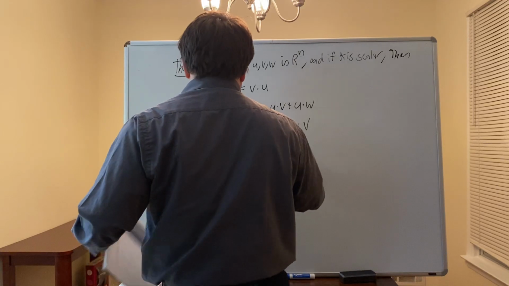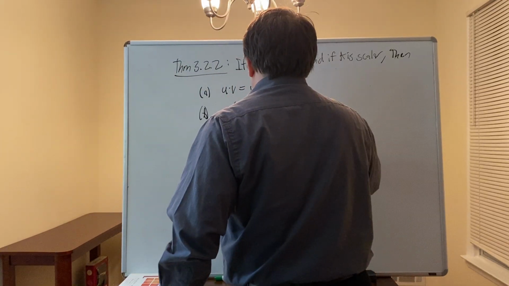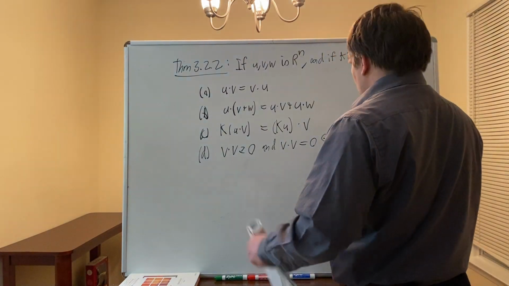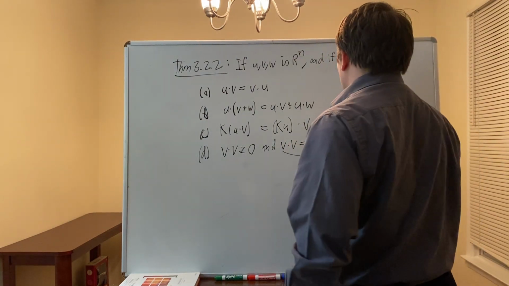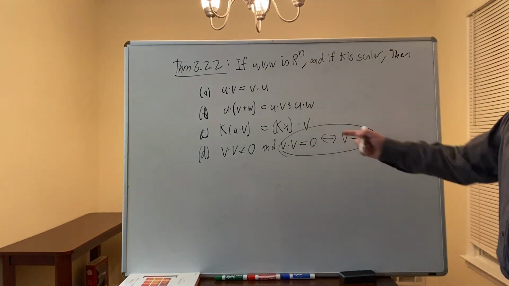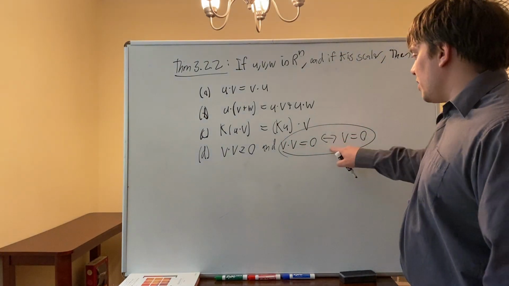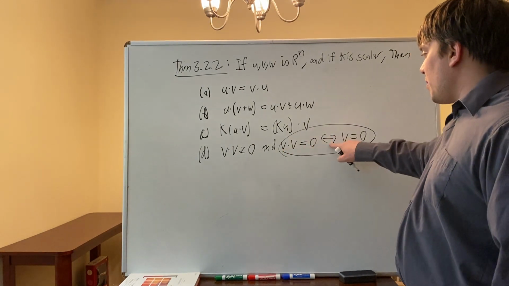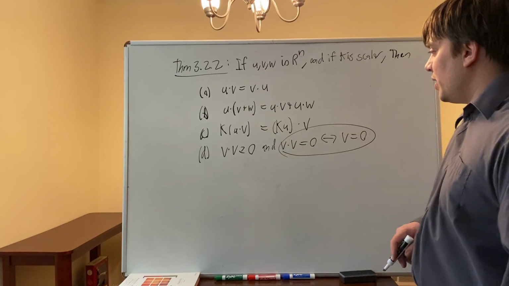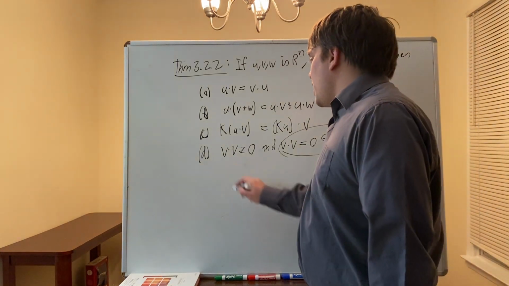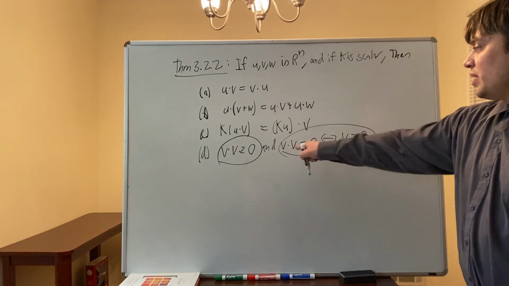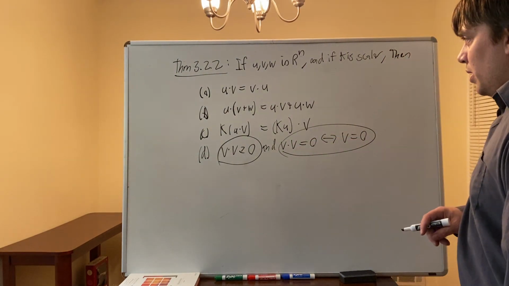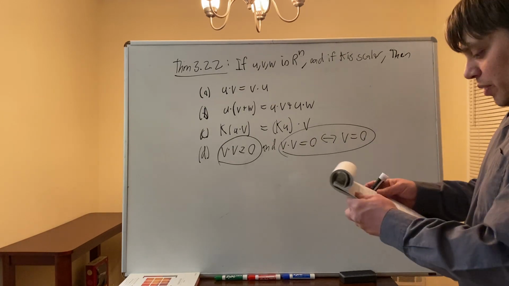v dot v is greater than or equal to 0, and v dot v is equal to 0 if and only if v is equal to 0. So the "and" here is referring to that if and only if statement. This is the biconditional again, and this is the notation for if and only if. Right? So that means that the statement v dot v equals 0 has the same truth value as the statement v equals 0. Okay? And so D is saying that v dot v is greater than or equal to 0, and v dot v equals 0 has the same truth value as v equals 0. Okay, and so that's theorem 3.2.2.